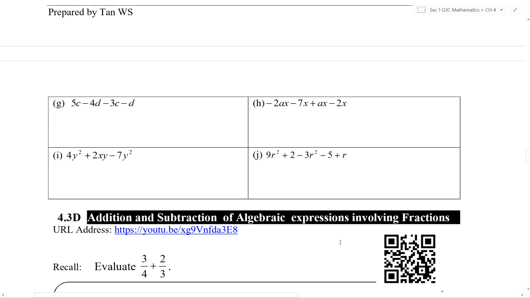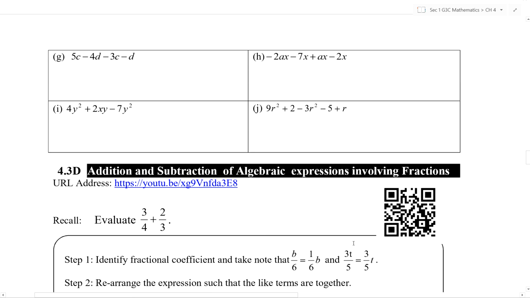Okay, we've got a few more. 5c minus 4d minus 3c minus d. Let's try this. Are you able to group all the like terms in your mind or do you need me to write them out for you? Can do it in your mind? Okay, how many c's do we have? 2 c's.